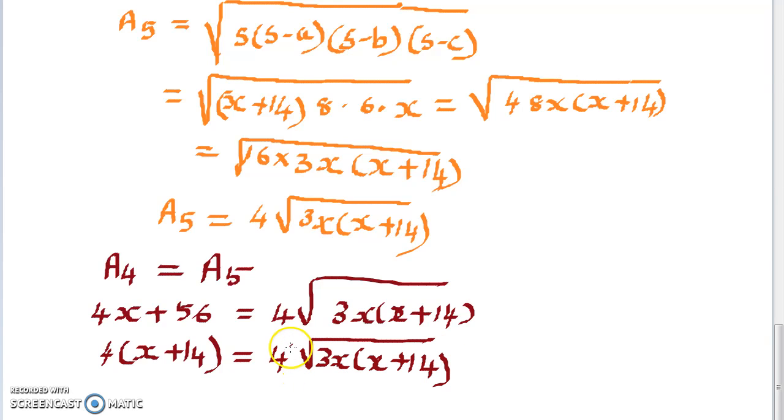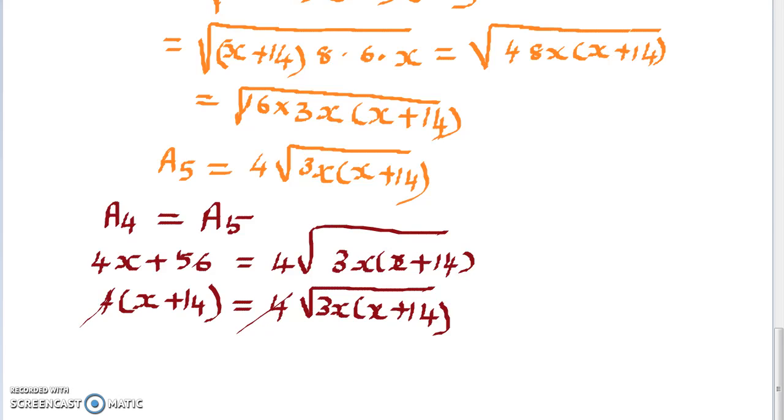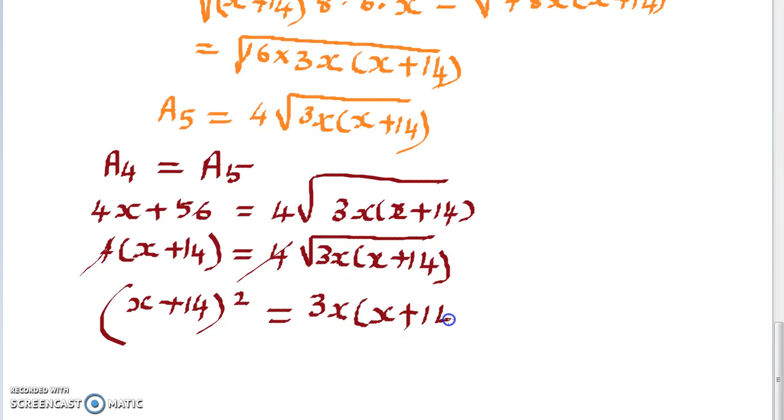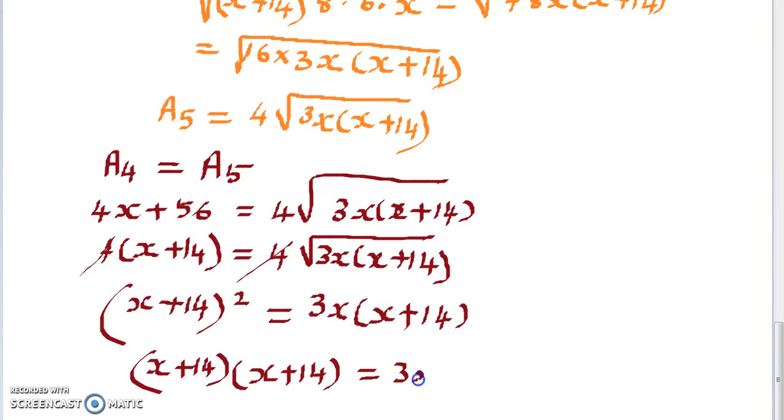So now the 4 and the 4 get cancelled off. Now the square root has to be removed. That means we'll be squaring on both sides. So when I square both sides, this is what will happen. It will give me x plus 14 the whole square equals 3x into x plus 14. So now let's break off x plus 14 the whole square as x plus 14 times x plus 14, which equals 3x times x plus 14.